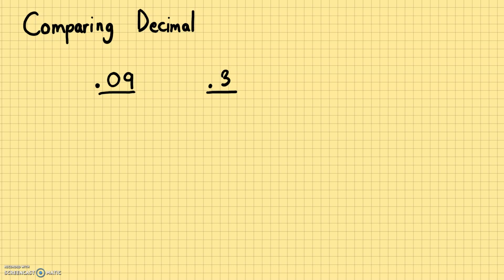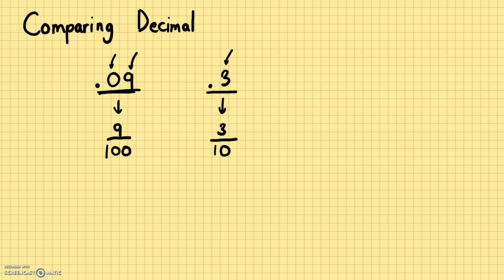One way to do this is to change them both to fractions. Remember, when you're changing to a fraction, you write this number in the numerator. So the 9 is in the numerator, and the 3 is in the numerator here. The denominator is going to be 1 followed by 2 zeros, since there are two numbers after the decimal point. So 9 over 100. Over here, we have one number after the decimal point, so it's just going to be 10.